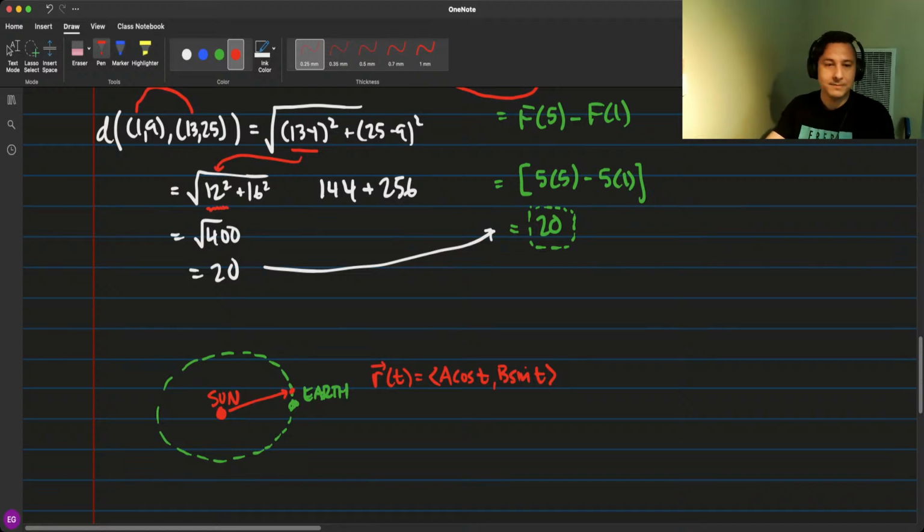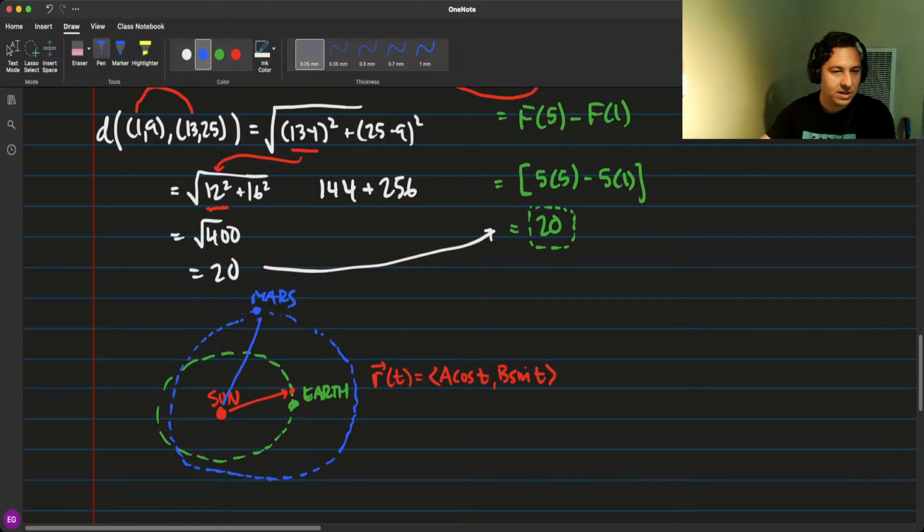Okay, now also in an ellipse would be another planet, like Mars, which has a slightly different orbit. Might look something like this. And you can come up with a vector valued function that would express the orbit of Mars. Let's call it S of t. Would be some other c cosine t comma d sine t.